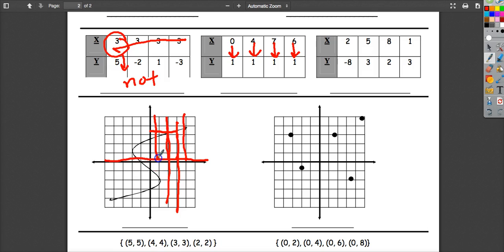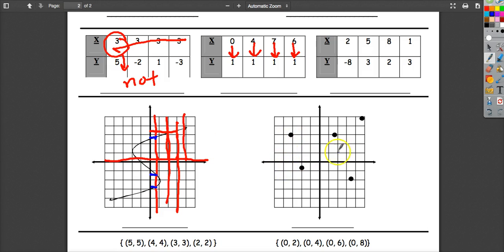If I choose, say, that looks like 3/4, I've got, let's change colors. I have this y value. I have this y value. I have this y value. That's 1, 2, 3 outputs for this one input, this x. So that is clearly not a function.